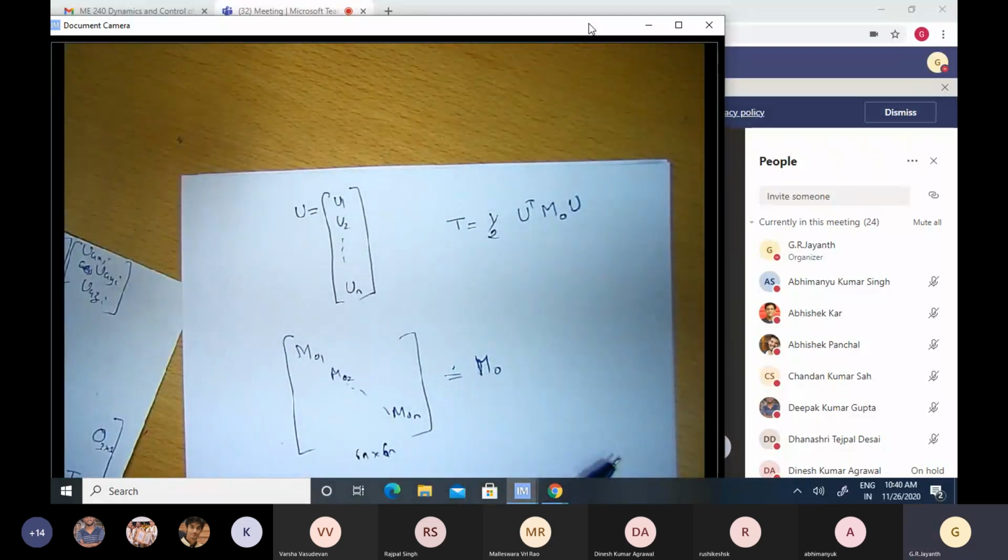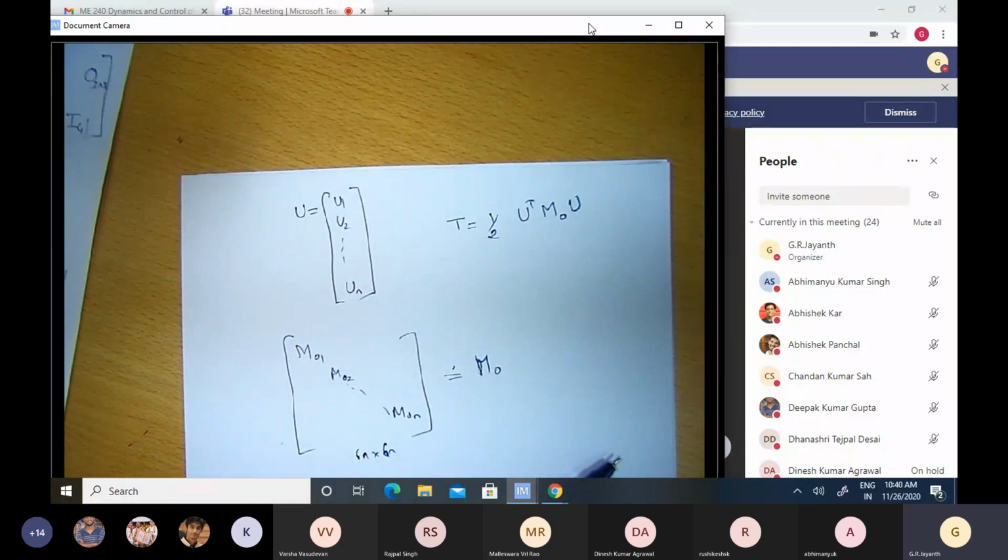for the overall interconnection of rigid bodies. Any questions?